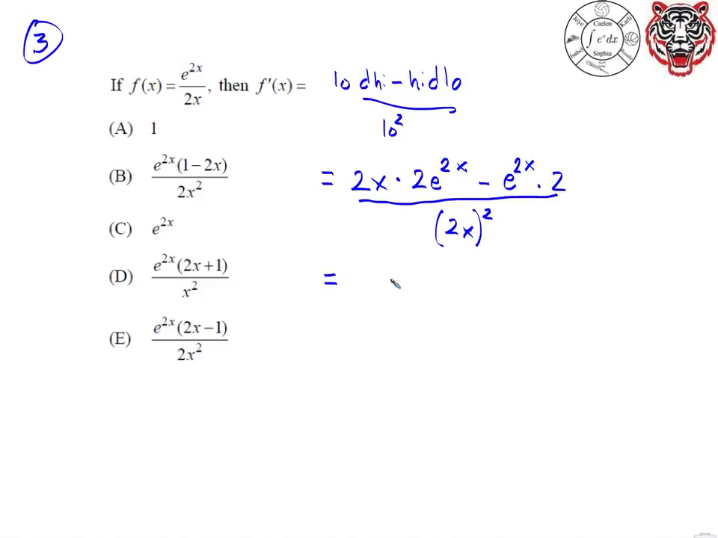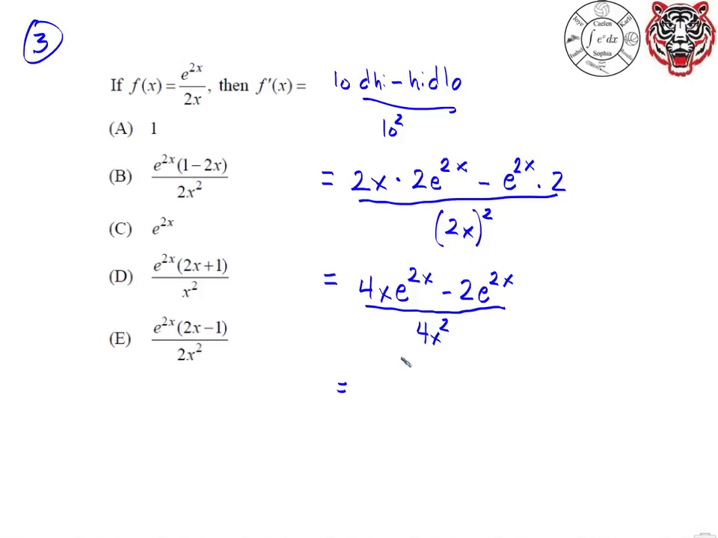So now the simplification process. This is going to be 4x e to the 2x minus 2e to the 2x. All of this divided by, and I can simplify this a little bit, 4x squared. And you might be thinking, hey, Mr. Sindel, there's no 4x squareds. You must have just done this wrong. No. So this is the correct way so far.